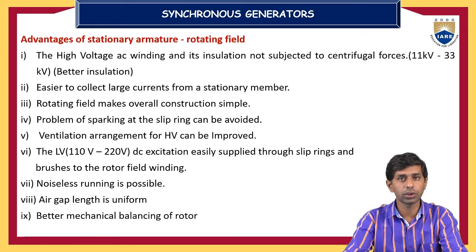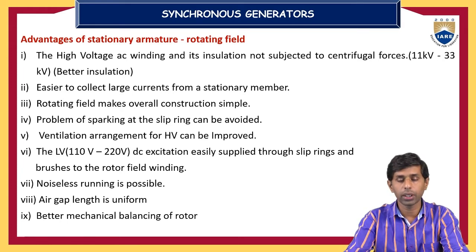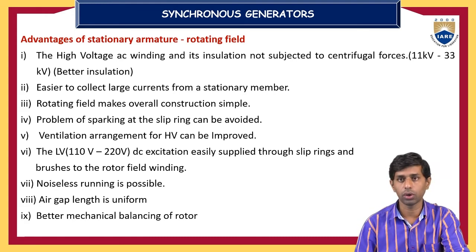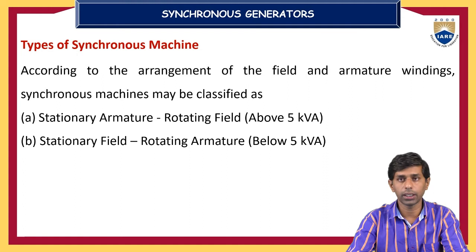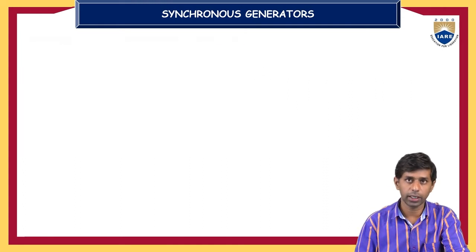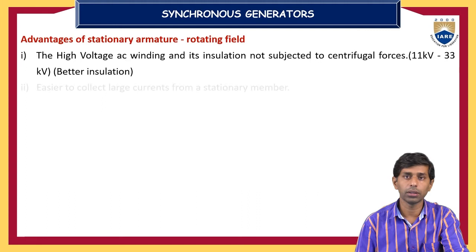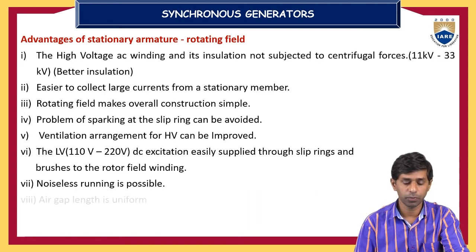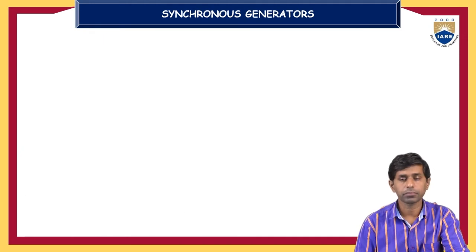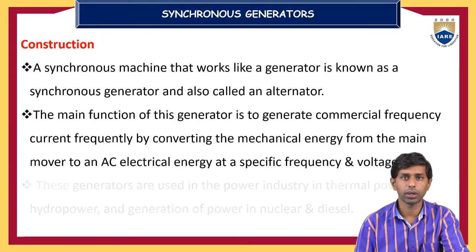And some more advantages of the stationary armature and rotating magnetic field type: noiseless running, as the noise is effectively reduced, the air gap length is uniform, and better mechanical balance of the rotor also comes into the picture. This is about the types of synchronous machines according to the position of the field and armature windings. And there are certain advantages of stationary armature winding over the rotating armature winding type synchronous generator. Let us now take a quick look at the constructional features of the synchronous generator.